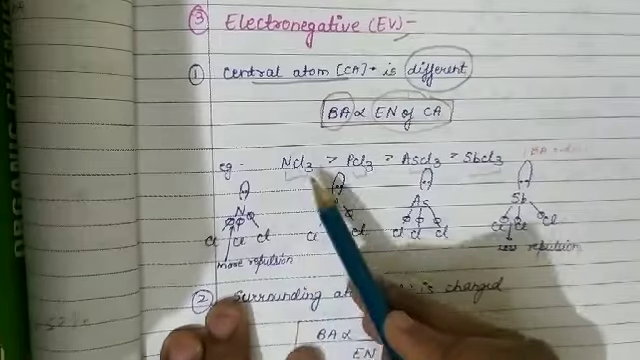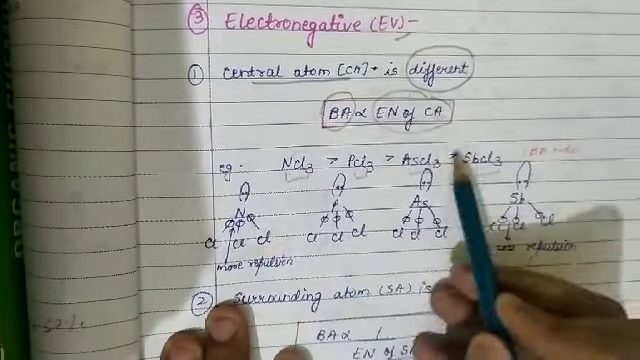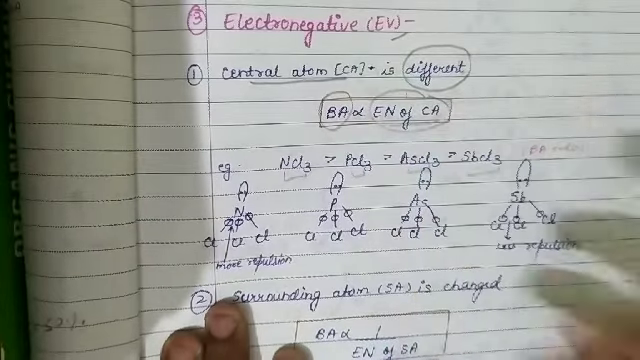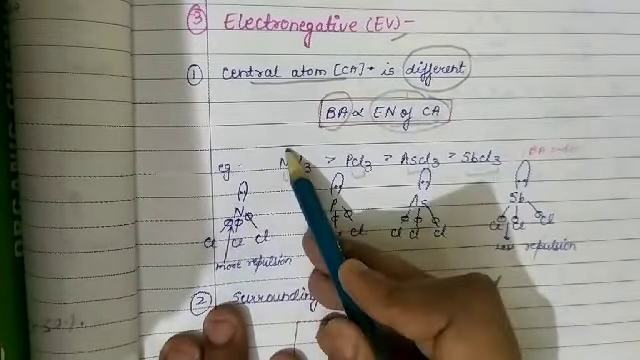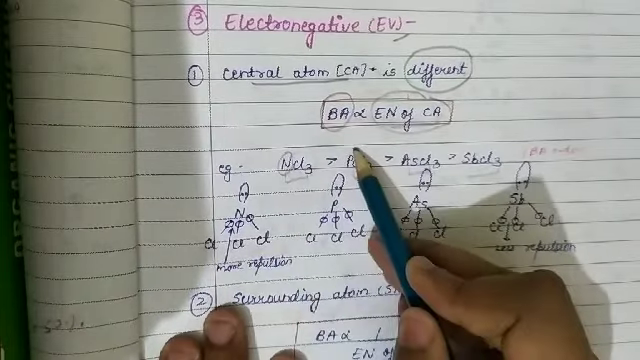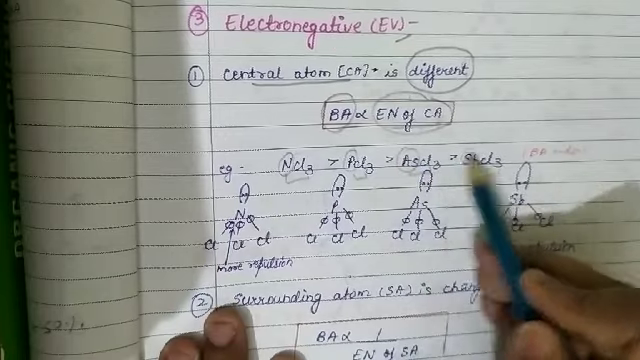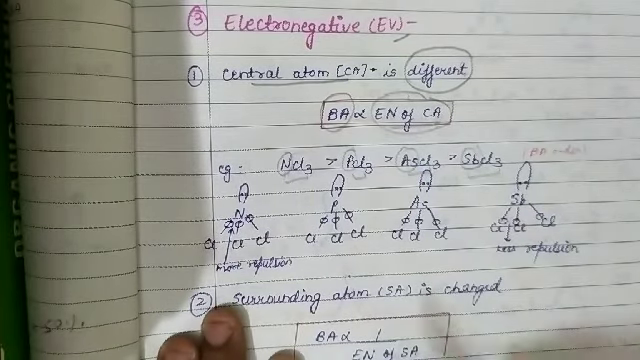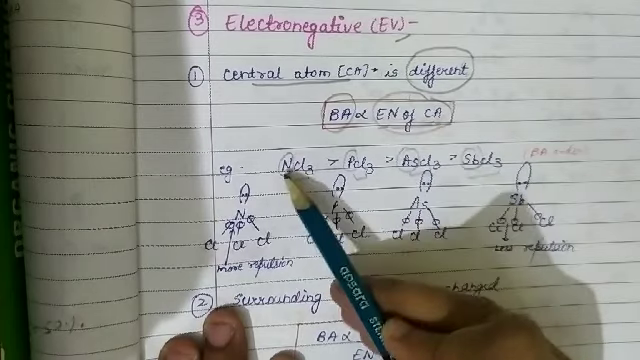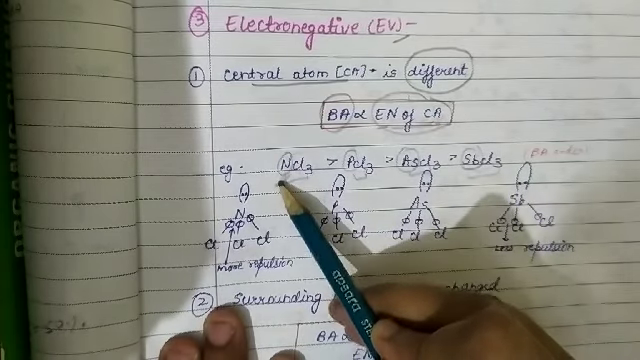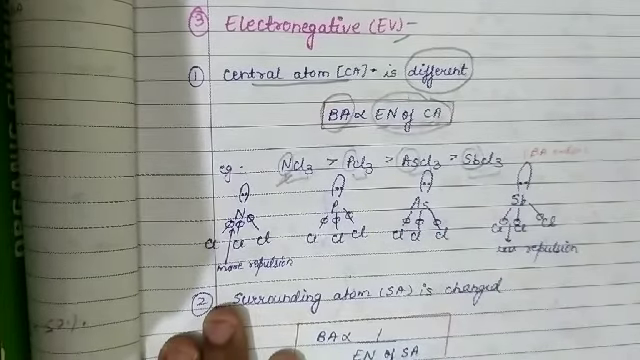So we can see that the central atom is varying but the surrounding atom is the same. So in this case, bond angle is directly proportional to the electronegativity of the central atom. See how? Electronegativity of nitrogen is more than phosphorus, more than arsenic, more than Sb. So bond angle is directly proportional to electronegativity of the central atom. Therefore NCl3 has a higher bond angle than PCl3, then AsCl3, then SbCl3.